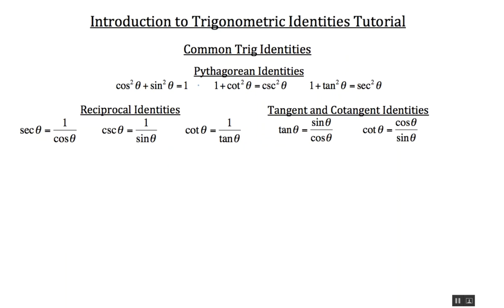The first thing you want to start with is the common trigonometric identities. These three groups here are the three most common groups that you're going to deal with. First, we have the Pythagorean identities, and these are the three Pythagorean identities. What you need to know about these identities is simply that the statement on the left is equal to the statement on the right. So, for example, in the first statement here, if you had the cosine squared theta plus sine squared theta, that will always be equal to 1.